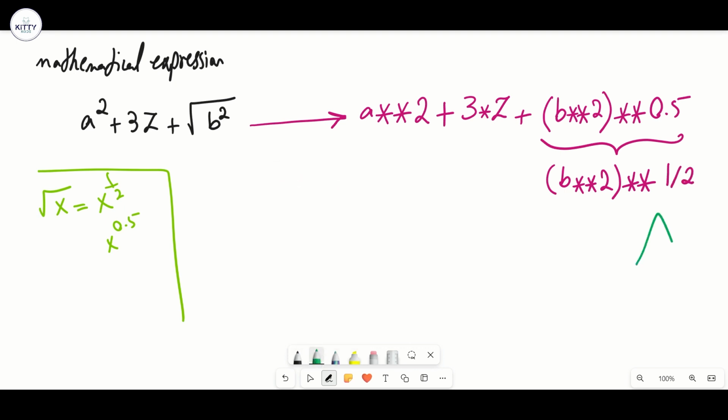But here, this is dangerous. You should wait. You have to surround 1 over 2 with parentheses. You must write 1 over 2 inside parentheses because of operator precedence. If you don't have parentheses here, it will be b to the power 2 to the power 1, and then the result divided by 2. This is why you have to write parentheses if you want to use 1 over 2.